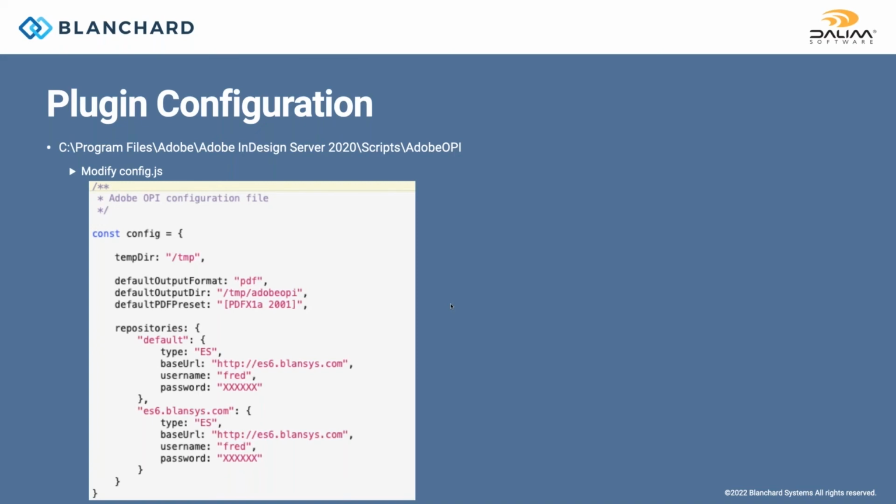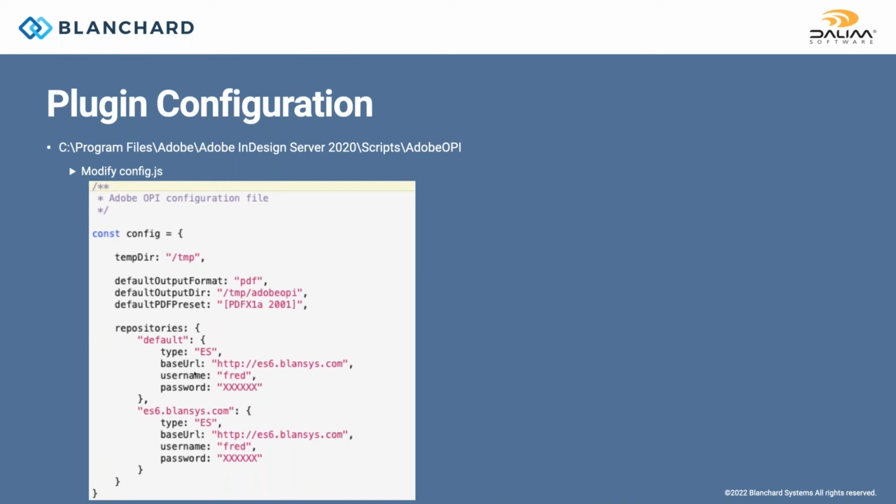and what your temporary directories are. So this just sets a temp directory for the Windows server itself, in this case, /temp. So that's just kind of its working directory where it's building stuff. The default output directory is just inside of temp. You set a default preset, so just in case there's a typo somewhere in the preset you're trying to send to it, it'll use, in this case, X1A2001, and then repository information.